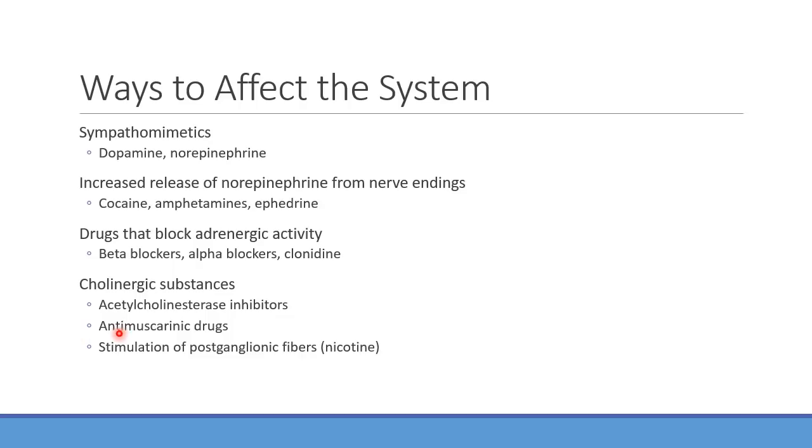I can do things like block the receptors, with antimuscarinic drugs, or I can stimulate the postganglionic fibers directly. This is where I can do things like nicotine, directly stimulating the fibers themselves. Okay. So just know there are different ways to affect the system. I can affect the metabolism, I can affect the release, or I can affect the receptors themselves, and they can all have drastic effects on whether I'm trying to increase or decrease tone of the sympathetic or parasympathetic systems. Okay.